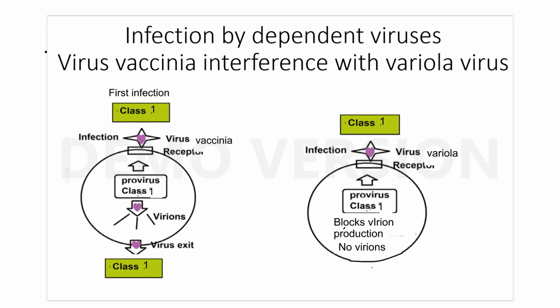Now, if we continue and infect the cell with a variola virus, we get attachment, and the variola virus attempts to activate the provirus, but the provirus is blocked and does not produce virions, so no virions. And so this is the essence of the phenomenon of interference between the two viruses, and this explains also the clinical evidence.